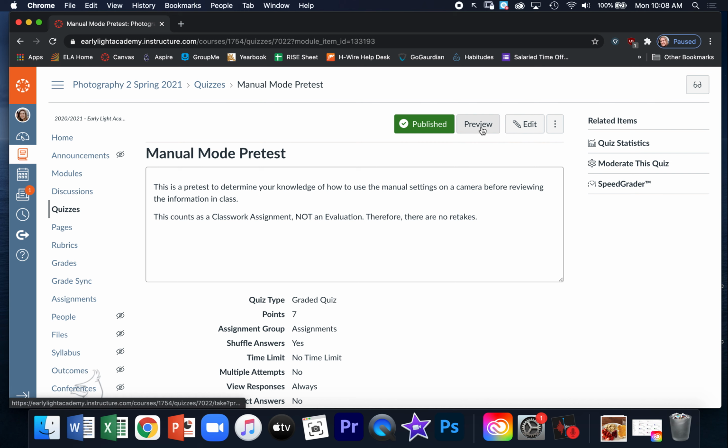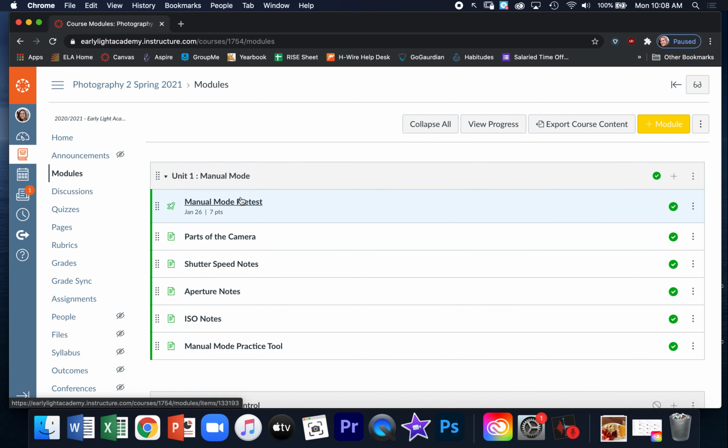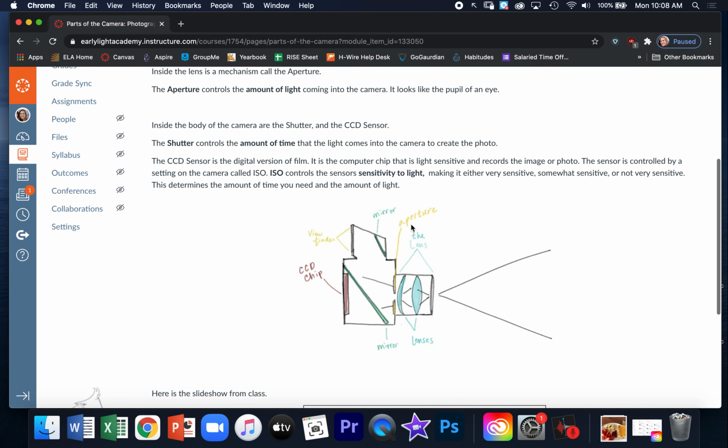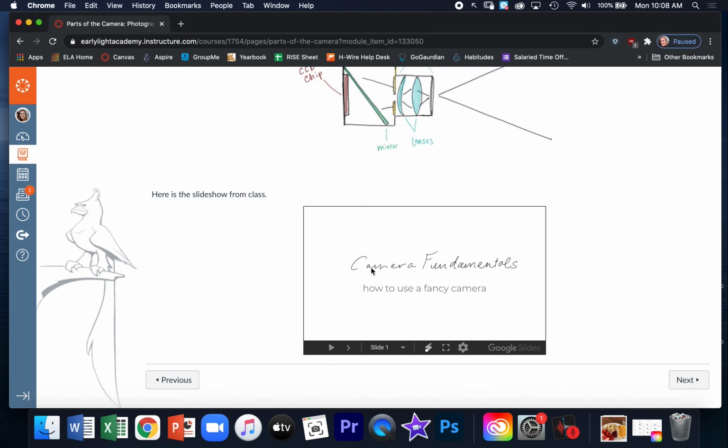Basically what we did was you take the quiz and then we went over the answers together as a class, and then based on people's answers we went back into the modules and we went over these notes. As I click through these should look familiar. These are basically just copied straight out of photo 1, okay? At the bottom of this page is this slideshow thing, okay? This is the slideshow that we went over in photo 1 together.